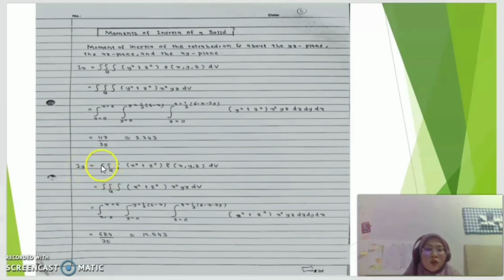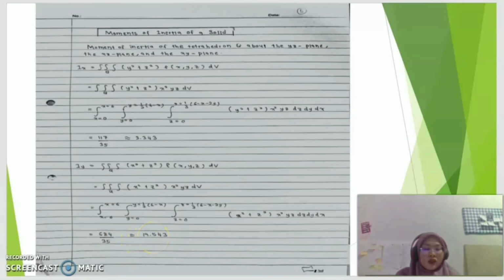Then for the inertia about the y axis, we follow the same steps. To calculate the moment of inertia Iy of the solid, we do a triple integral of (x² + z²) times rho times xyz dV, using the same limits of x1, x2 until z2, and we got the value 684/35, which is 19.543.